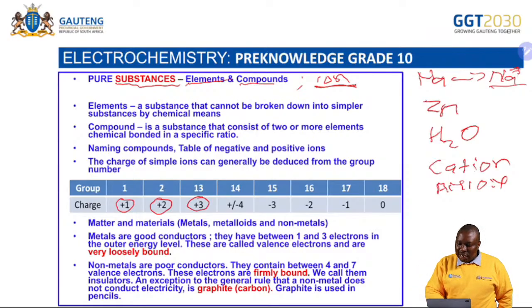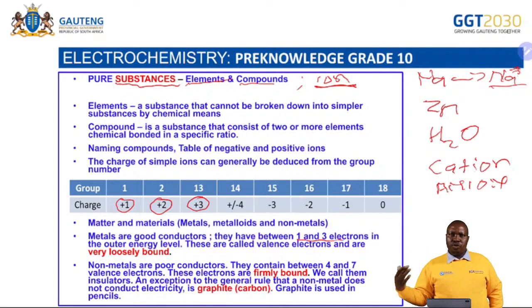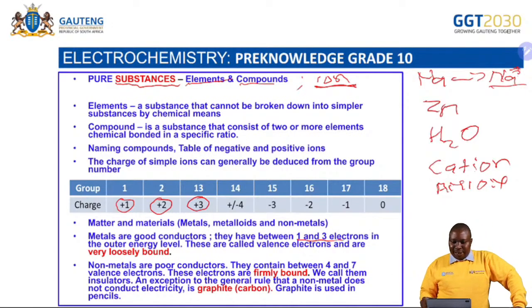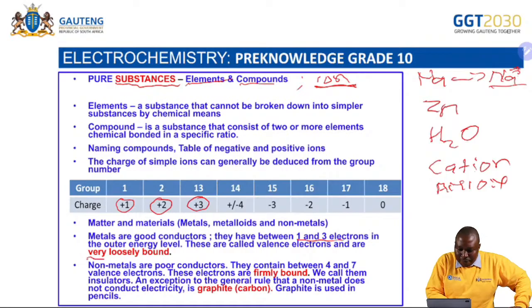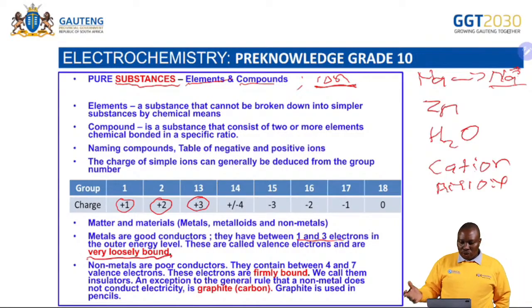So they have valence electrons. All metals have valence electrons between 1 and 3, which means a metal can lose 1 electron, 2 electrons, or 3 electrons. So they are good conductors. And these electrons, we say they are very loosely bound. So it's easy for metals to lose electrons.